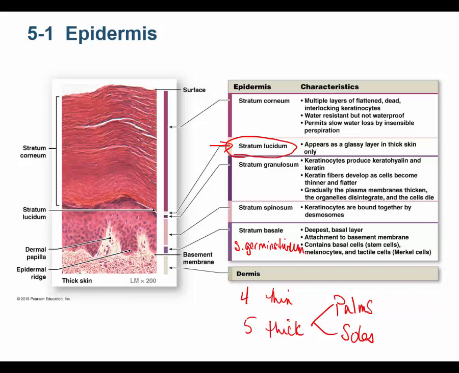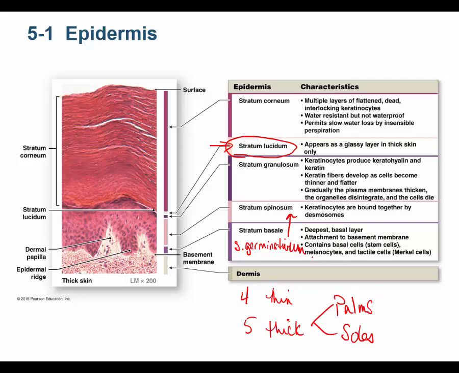Germinativum. Sorry, I misspelled that. So this is the layer that divides. And when a cell divides into 2, one cell stays there as a future stem cell, and the other cell starts moving its way upward. And it moves its way up, and we'll follow it up in a second.